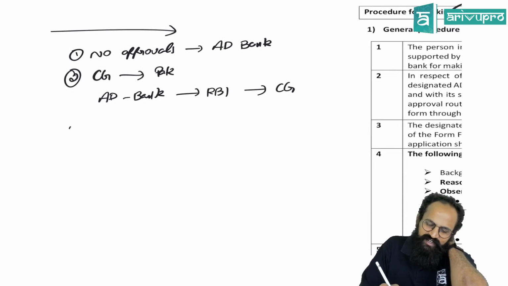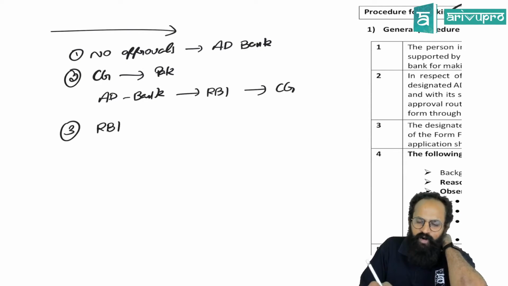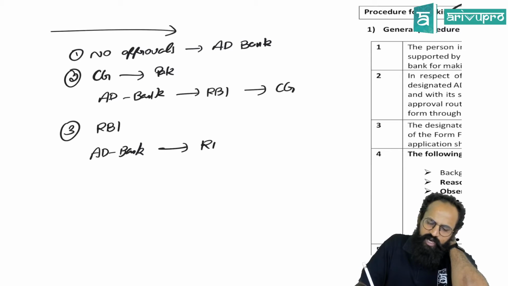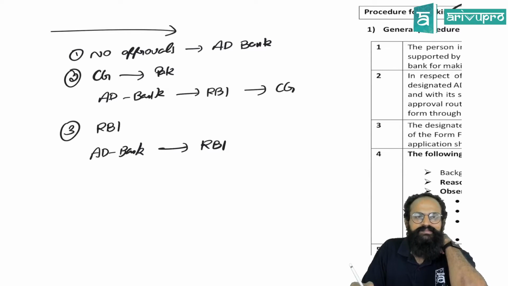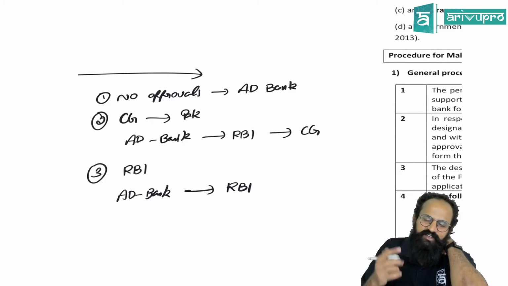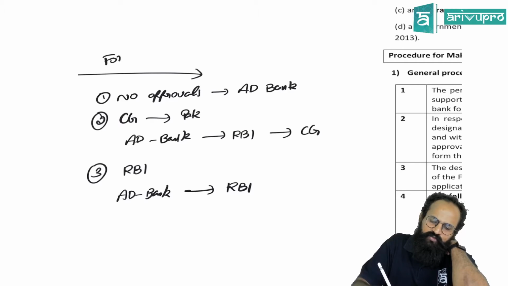Yes, sir. So the third case, only RBI approval can be required. Then what we will do, people? We will give our application to AD Bank. The AD Bank will forward our application to RBI. That's all. Yes, sir. So, sir, these are the procedures. Sir, what is the form I will file? Whenever you want to make an overseas investment, people, the form you file is called Form FC.